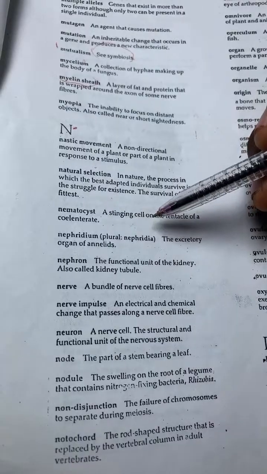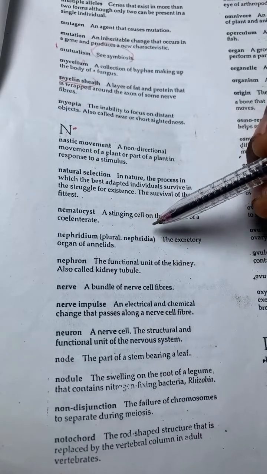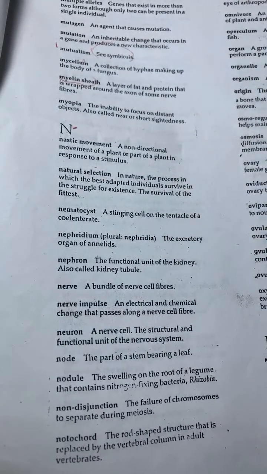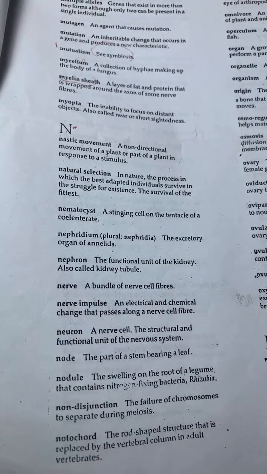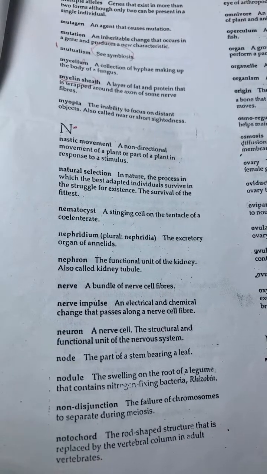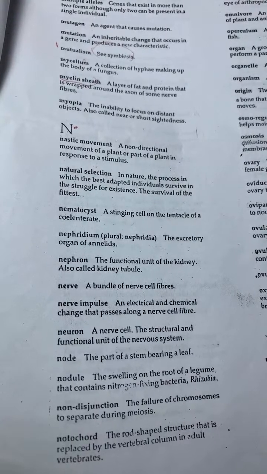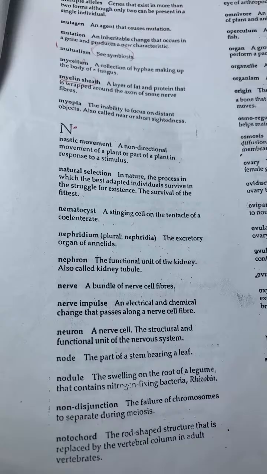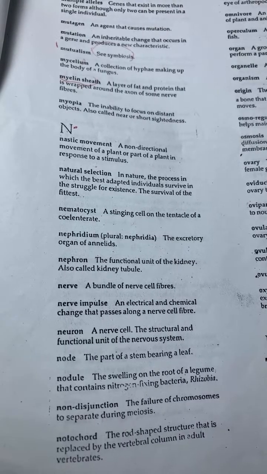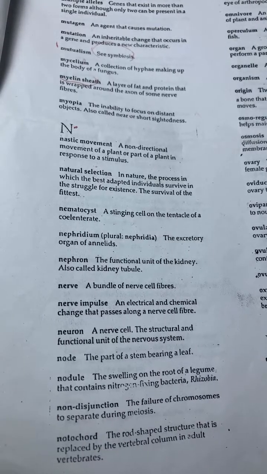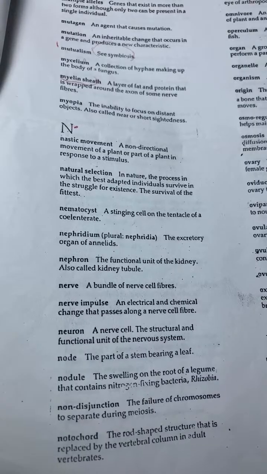Now move on to nephridium. Nephridium, plural nephridia, is the excretory organ of what? Of annelids. Excretory organs of annelids are called what? Nephridia. Are we there now? Nephridium is the excretory organ of what? Of annelids. Annelids are also invertebrates. Are we there now? Arthropods are invertebrates. Nematodes are invertebrates. Are we there now? They are all what? They are all invertebrates. Molluscs, invertebrates.